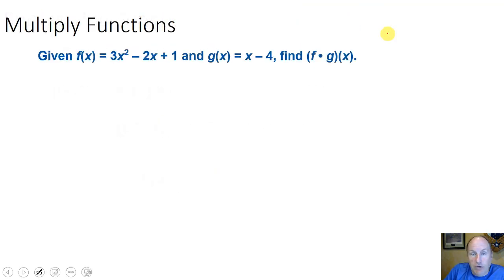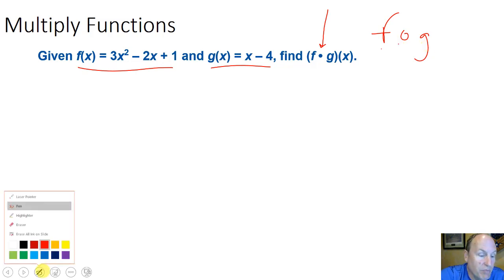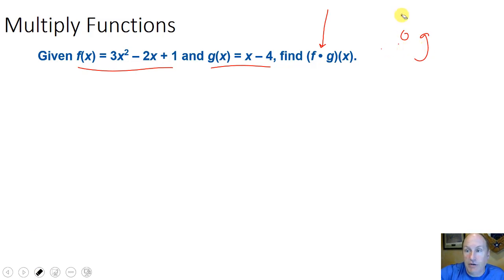Multiplication of functions. So given the functions f of x equals 3x squared minus 2x plus 1 and g of x equals x minus 4, we want to find f times g of x. Now be very careful. That is a product, that closed circle. We're going to look at a composite function. You'll see that sometimes like an open circle. It looks like fog. It's really f of g. So that's not what we're looking at here. Make sure you distinguish between the two.